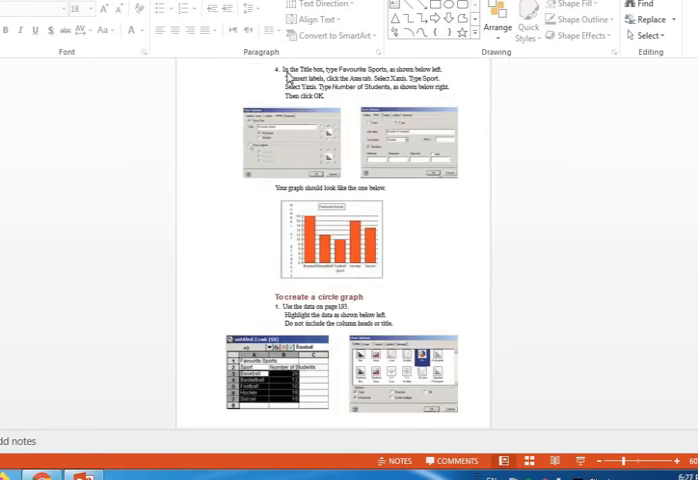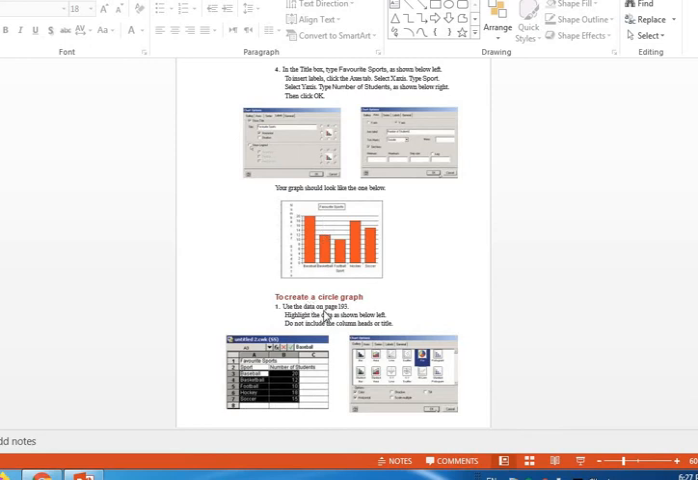Okay, the next step, in the title box, type favorite sport, as shown below left. Then to insert labels, click the axis tab, select x-axis, type sport, select y-axis, type number of students as shown below right, then click OK. Your graph should look like this one. If you want to do this by yourself, try it by yourself, it's very interesting.